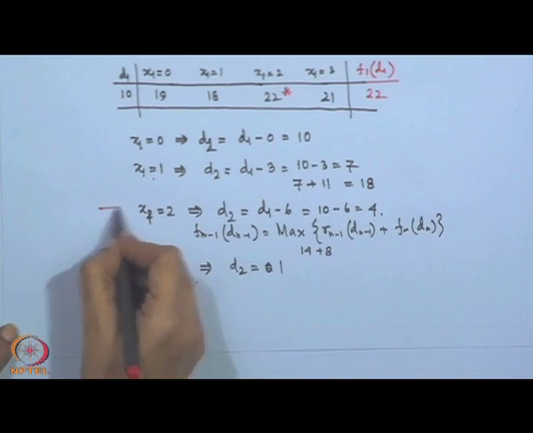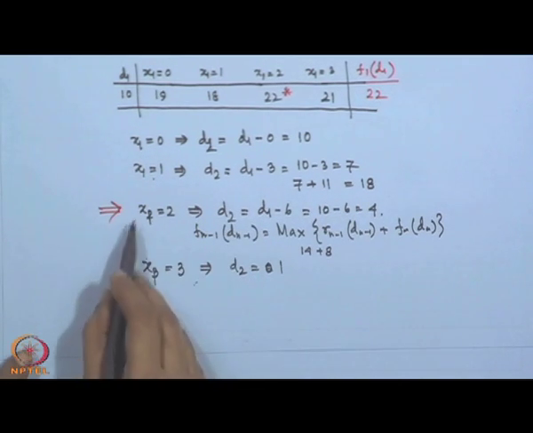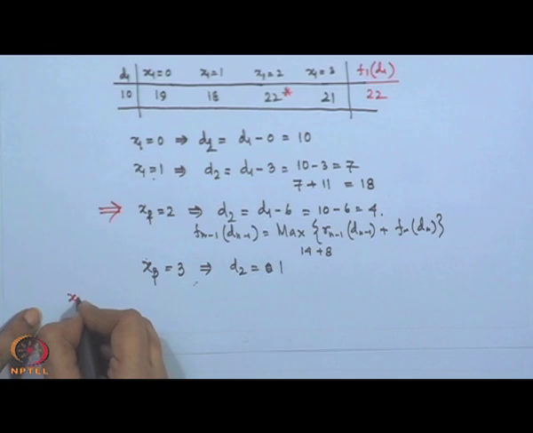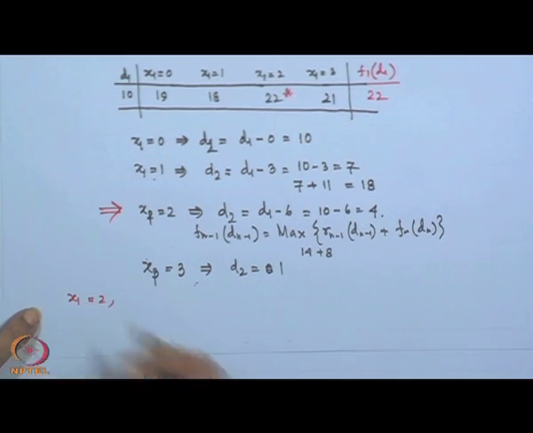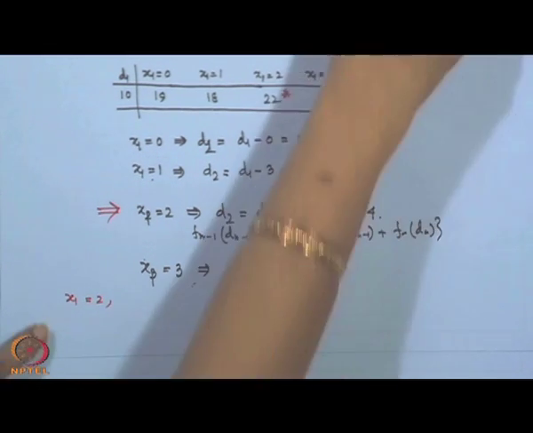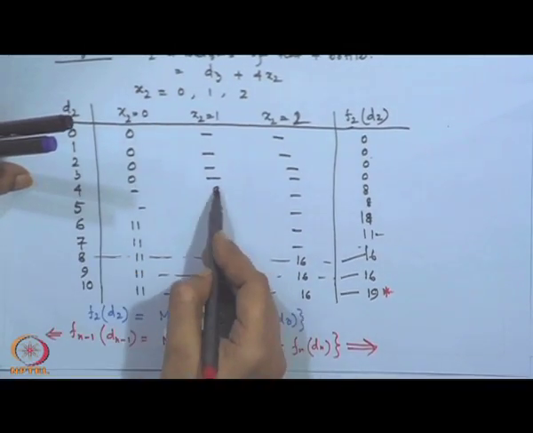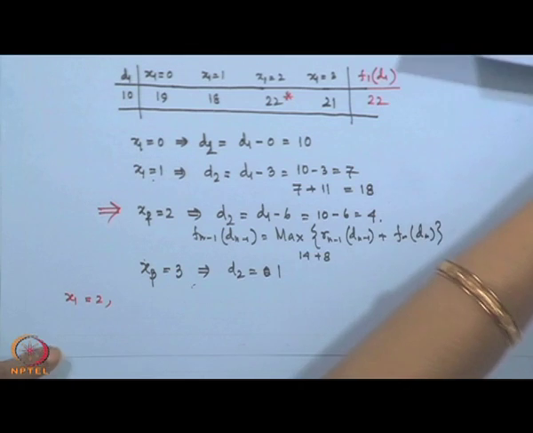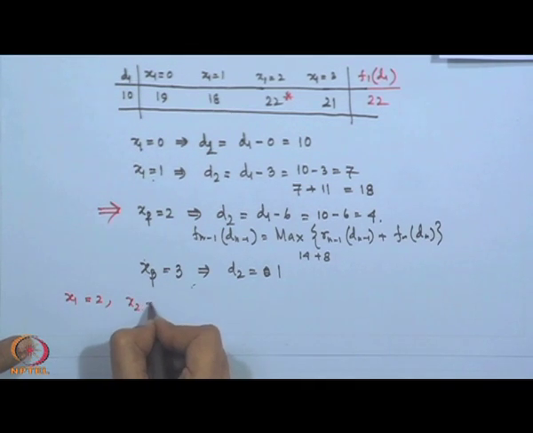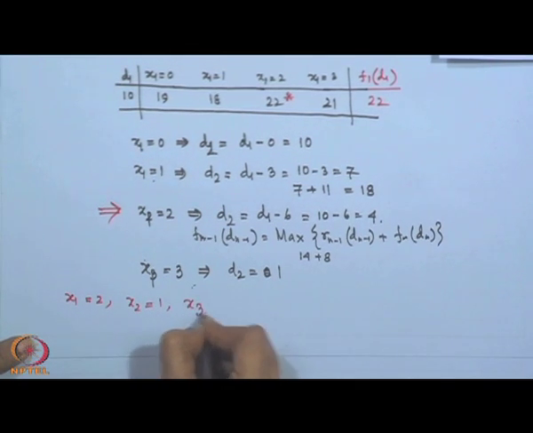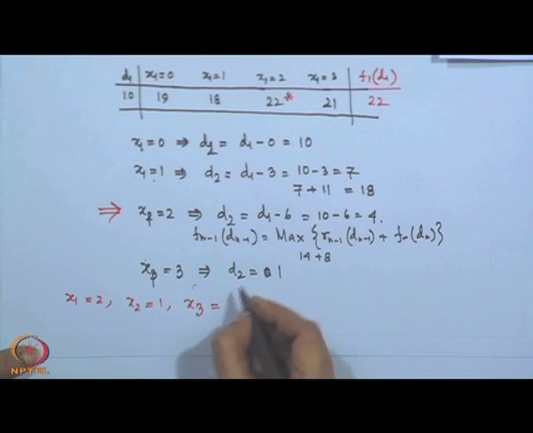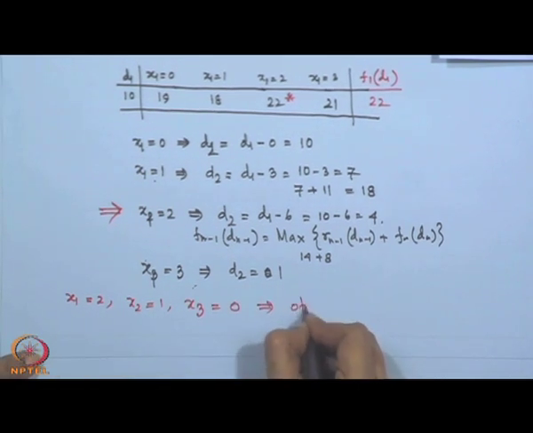For this case, if I go back to this case, what we have seen? We have seen that x1 equal to 2 and corresponding d2 equal to 4. Go back to the previous page, d2 equal to 4 means we have considered x2 equal to 1, alright, and we have considered x3 equal to 0. That is the optimal decision.